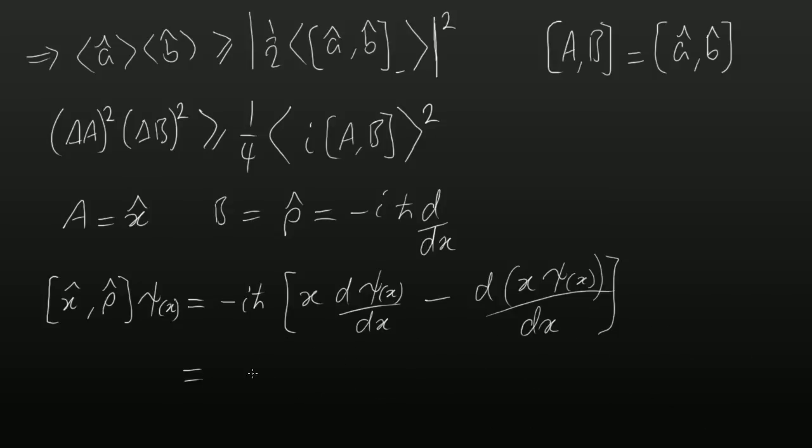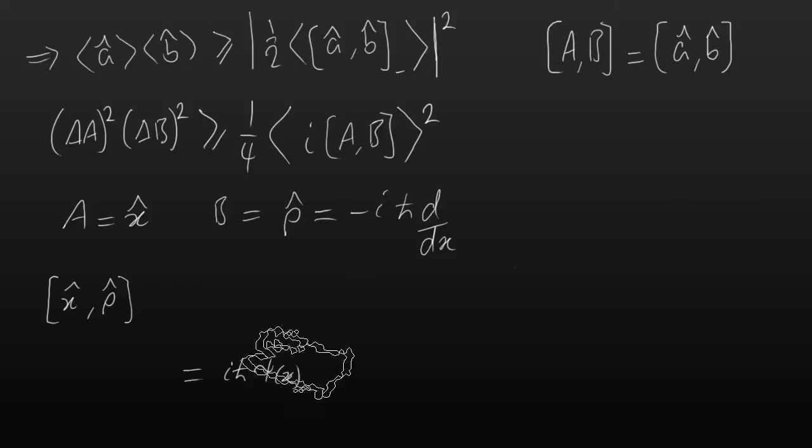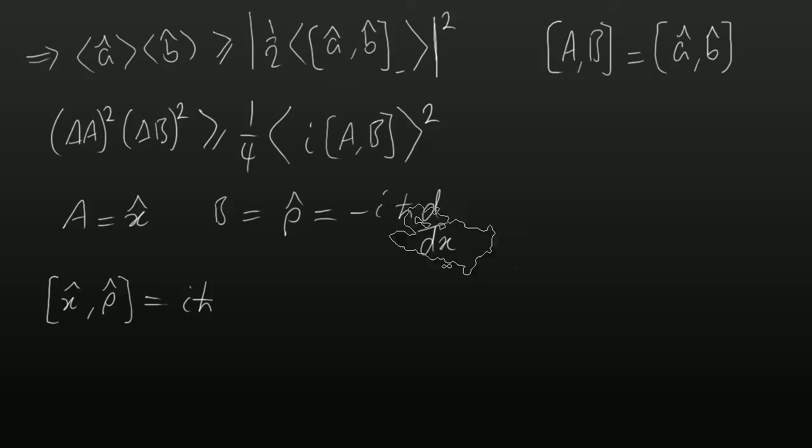what we get is i h bar times that. So if we were to get rid of that, this equals i h bar. Whoa, wow. So, we've almost found the inequality that everyone knows about. Okay. So we just put that into the thingo here, because that's what we've done.